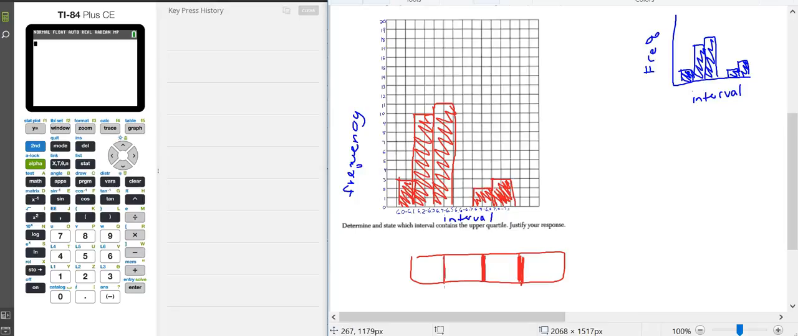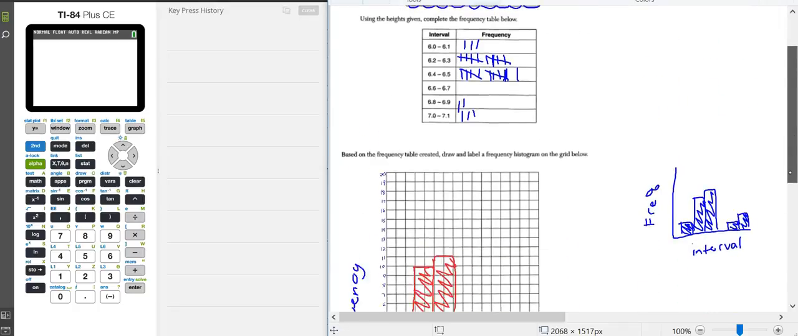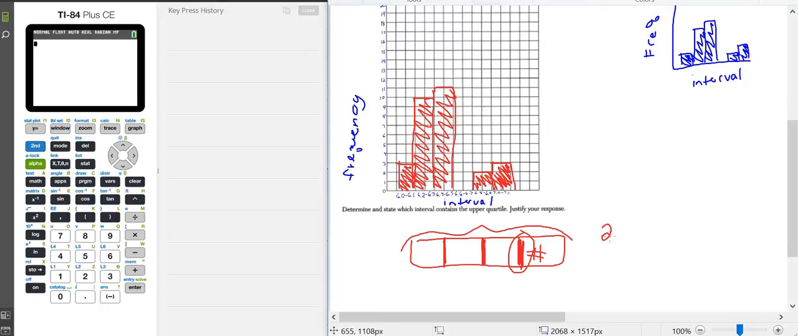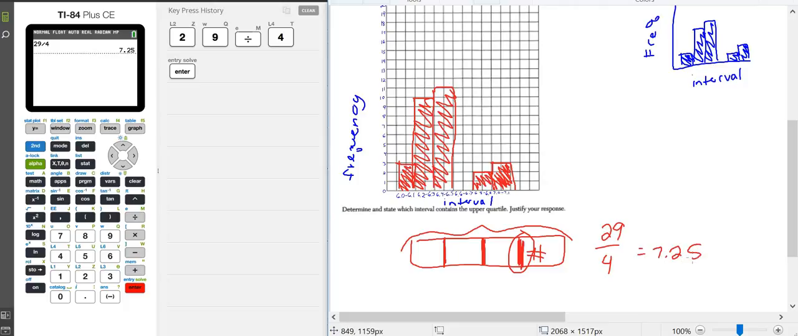So if we divide our data set into 4 different parts, then we can find how many values are in each of the 4 parts and count back that many numbers from the end of the data set to find what the value is over here. So there are 29 values in the data set. So we're going to do 29 divided by 4, which is 7.25. So there are 7.25 values in each part. So there are between 7 and 8 values in each part.